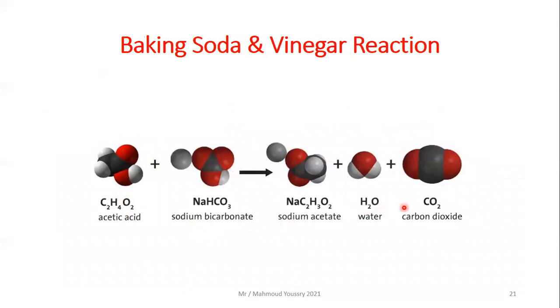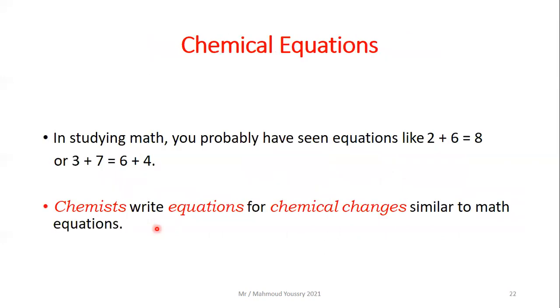As you can see, this is the equation of the reaction. We have the acetic acid C2H4O2 and the sodium bicarbonate. This is the baking soda, NaHCO3. So it gives the sodium acetate NaC2H3O2 and the water H2O plus the bubbles of carbon dioxide CO2.